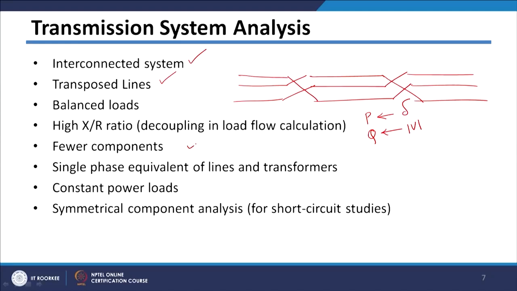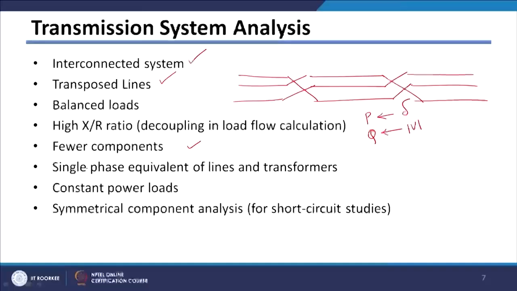Then there are fewer components. As you know, only a few components need to be modeled during the transmission system analysis. Those are basically reactors and transformers, or maybe sometimes capacitor banks. Then, as you remember, during the modeling of transmission system load flow, we modeled it as a single phase equivalent network. Means lines as well as transformers will be modeled as single phase equivalents.